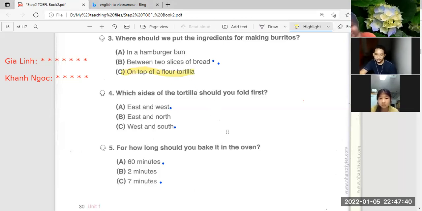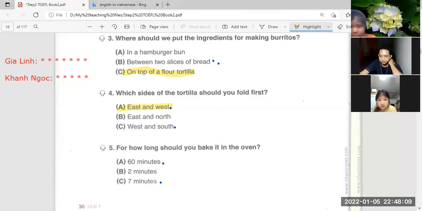Okay, next, number 4. Ingredients you want to have on the tortilla. The most important thing in making burritos is folding up the tortilla. First, you fold over the east and west sides to cover. Okay, first you fold, okay, east and west side. So the correct answer is A.